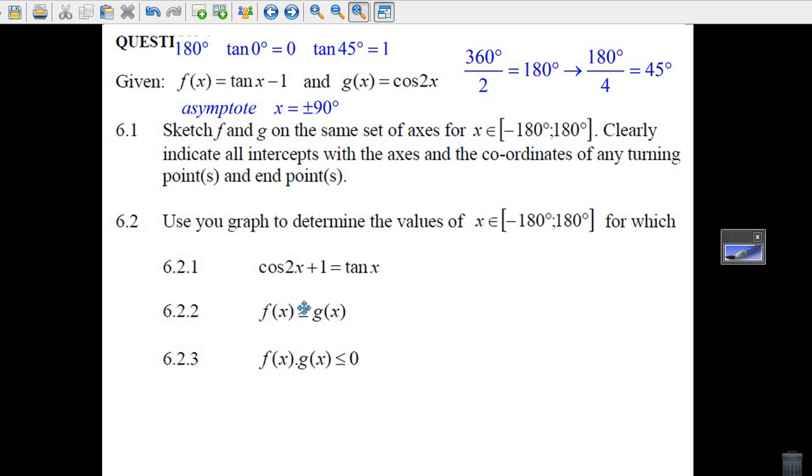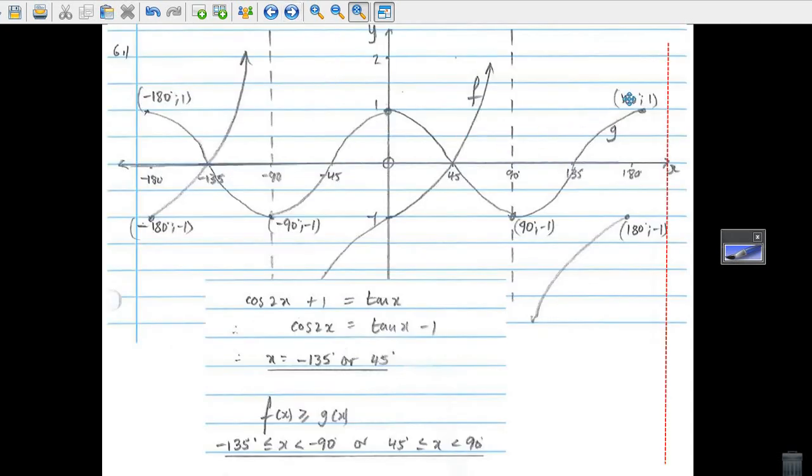Where is f of x greater than or equal to g of x? Well, f of x is the tan graph. g of x is the cos graph. It's another way of saying, where is f above? That is the tangent x. Where is the tangent above the cosine? Well, here the tangent's below, but right here they're equal. And now the tangent's above, but it's undefined right here. So it's in between minus 90 and minus 135. Look, tangent is above. It's greater than or equal to.